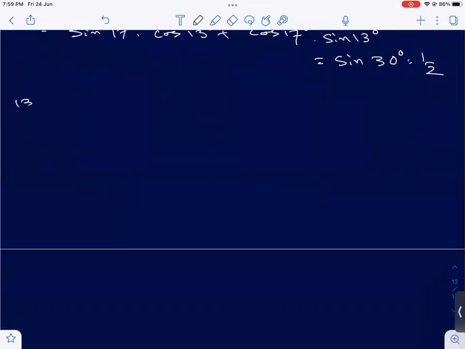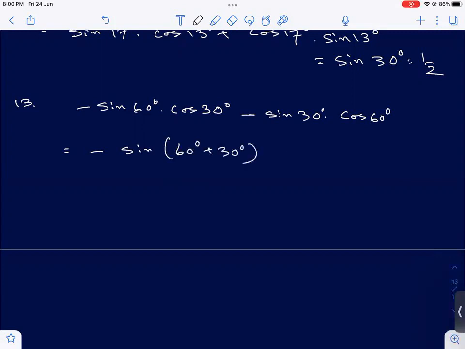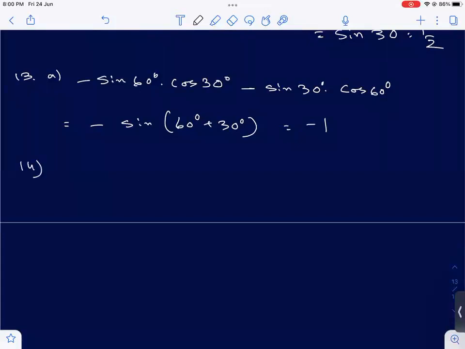Now I am going to sum number 13. It's a simple sum, so you can calculate on your own. Sine 600 is minus sine 60, cos 330 is cos 30. In this way, with simple calculation, minus sine 30 cos 60, we are getting minus sine a plus b formula. So sine 30 plus 60 is equal to minus 1. So 13 is A.